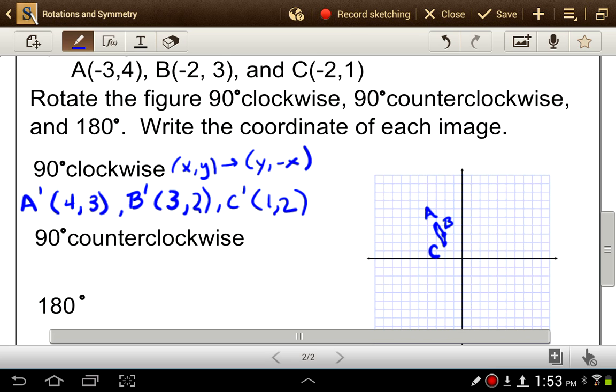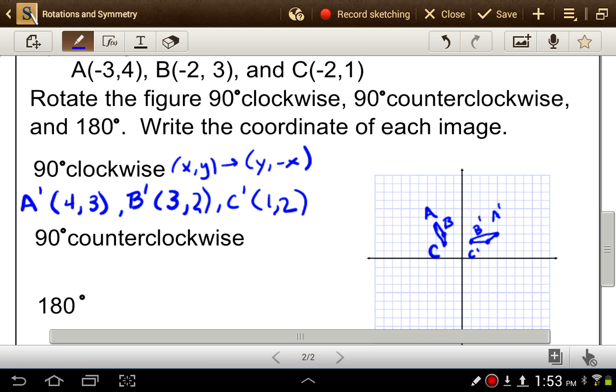Now I can graph these points. So I go to 4, 3, and I go to 3, 2. Well, that's A prime. Well, I'm just going to do them all first. I go to 3, 2. That is B prime. And then I go to 1, 2, and that is C prime, and then I draw my shape. Okay, probably should have picked a shape that was a little bit bigger here. Okay, and there is my figure.